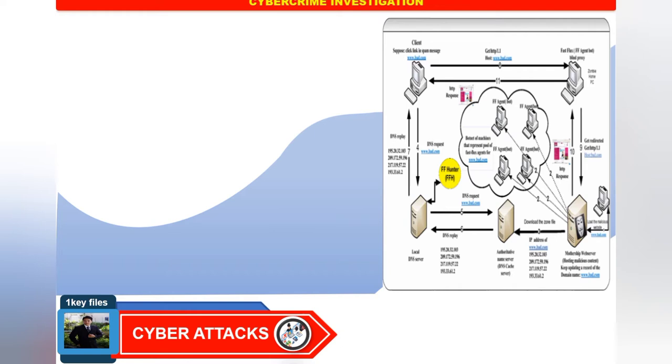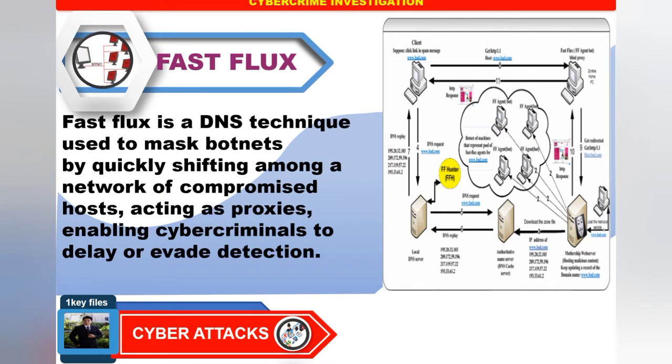The second attack technique of the cyber criminal is fast flux. It is a domain name system technique used to mask botnets by quickly shifting among a network of compromised hosts, acting as proxies, enabling cyber criminals to delay or evade detection. This refers to networks used by several botnets to hide the domains used to download malware or host phishing websites. Malware distribution and botnet operation.